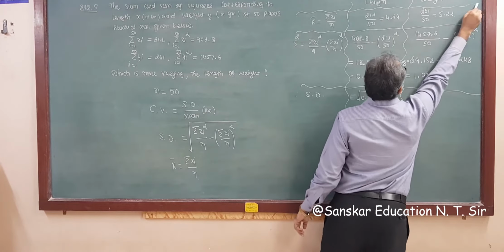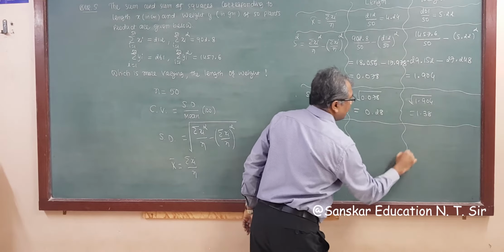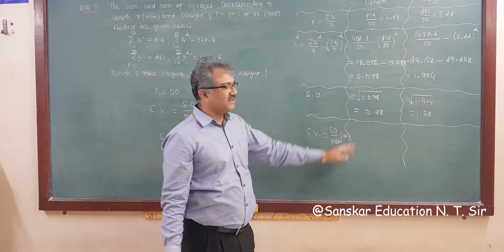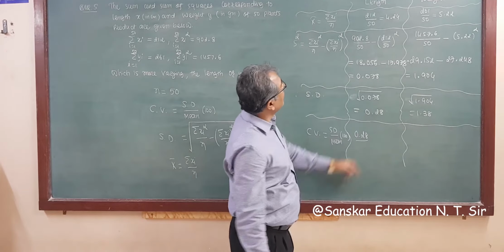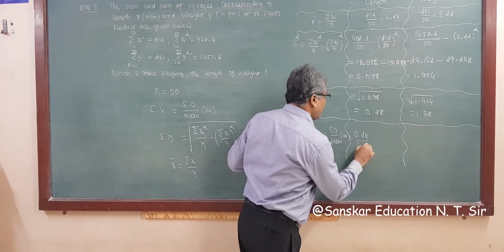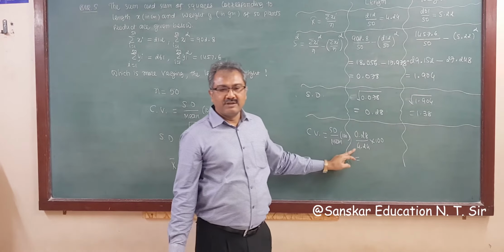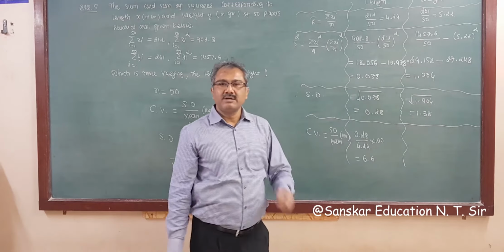So now what you require? For CV, the formula is standard deviation upon mean into 100. So CV is equal to standard deviation upon mean into 100. The standard deviation is 0.28, so this is 0.28 upon mean. Mean is 4.24, so 4.24 into 100. The final answer of this will be 6.6, right?